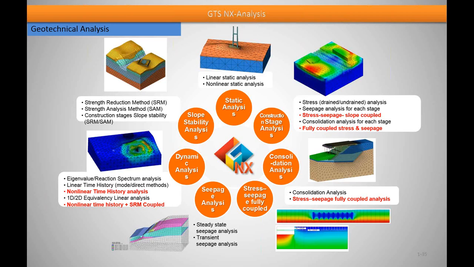In the slope module, you can perform the SRM, that is the strength reduction method, SAM, that is the strength analysis method, and the construction stage considering SRM and SAM method. In the dynamic analysis, you can perform the nonlinear time history analysis, eigenvalue, response spectrum, and linear time history analysis. Now there is an option nonlinear time history plus SRM. Just to discuss in detail, this is basically an analysis case. Let's suppose there is an earthquake. It will perform the nonlinear time history analysis and at the same time evaluate the factor of safety using the SRM method. And thus you can check whether an earthquake of a certain magnitude is capable of bringing slope failure for a particular slope or not. So such kind of advanced analysis could be done with GTS Nx.